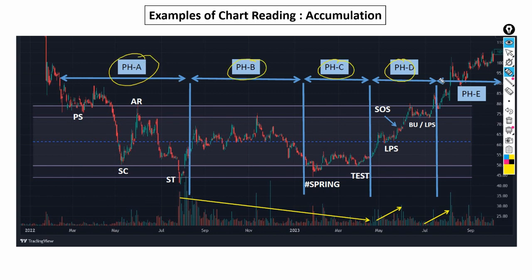We are going to see each term in detail, what it means, what is the purpose and the action, the tests that happen over the trading range. And eventually, based on our observations, we are going to deduce what is likely to unfold in the near future. Okay, so this is just one example of an accumulation structure.